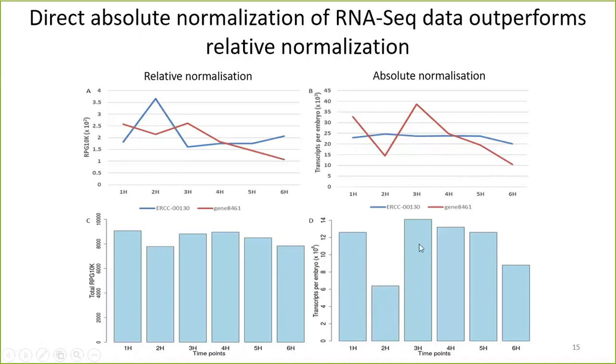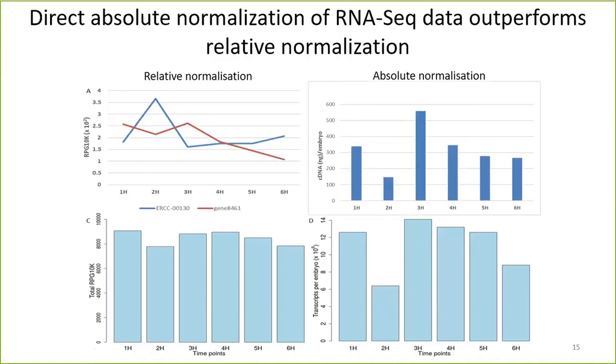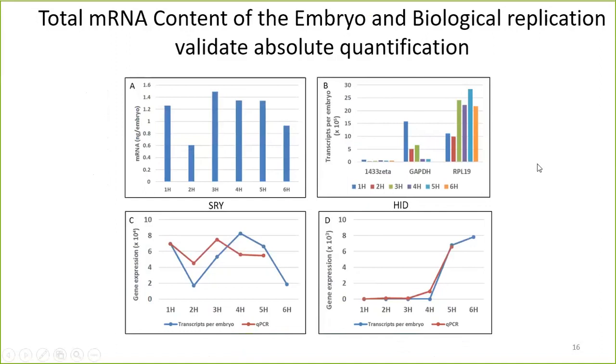So how do we know which of the two profiles, the relative or the absolute, is the correct one? Well, we went back and looked at how much cDNA we generated per embryo across the time points. And again, we saw that indeed, at the 2-hour time point, we generated much less cDNA after normalizing for everything else, and we had a profile that mirrored the absolute quantification, showing that the absolute quantification recapitulates the balance better compared to the relative normalization. I hope this convinces you. Anyway, we wanted to further do some qPCR to validate these findings.